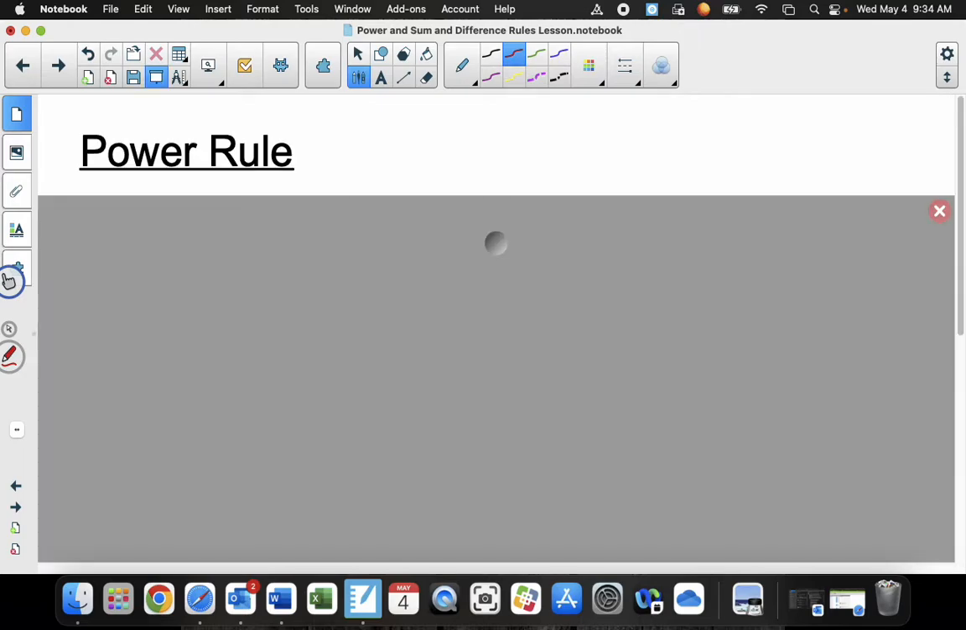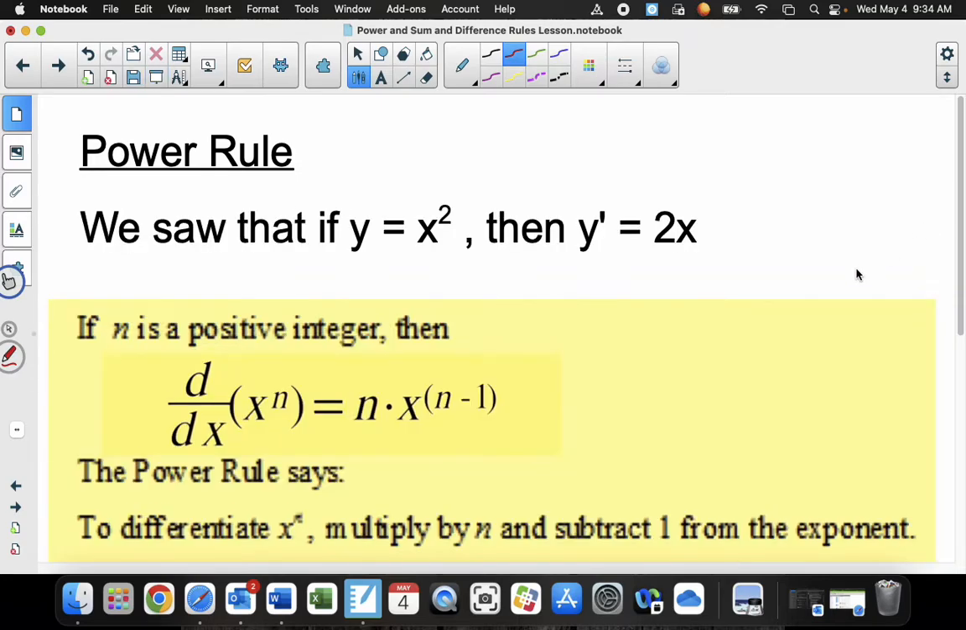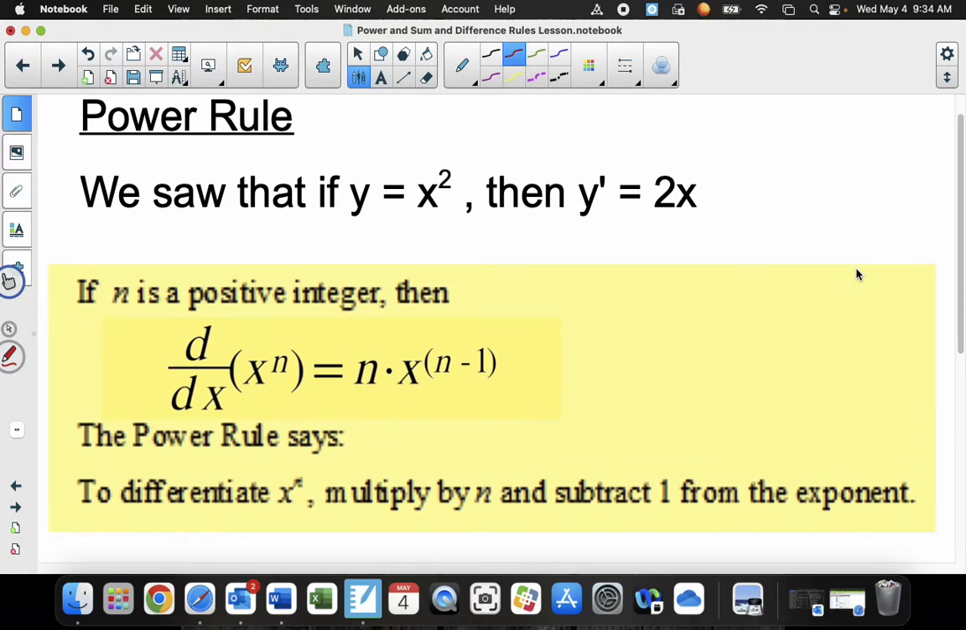So here's your actual definition. Here's what we're actually doing. Power rule is this. We saw that if y equals x squared, then the derivative, y prime, was 2x. And here's your actual power rule. If n is a positive integer, the derivative of x to the nth power is really, you bring the n out front, times x to the n minus 1 power. One less. That's exactly what we just did. To differentiate x to the n, you multiply by n and subtract 1 from the exponent.